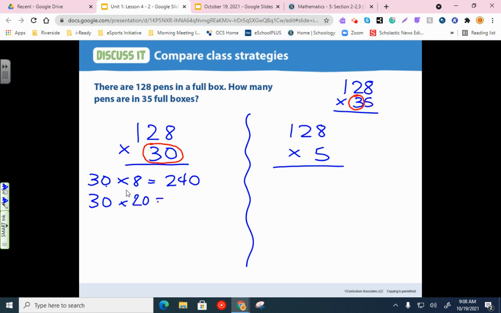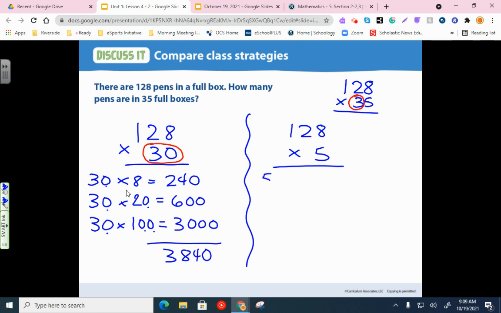So that's actually 20. So 3 times 2 is 6. I've got two zeros. That gives me 600. And then we have 30 times this 1, but the 1 is in the hundreds place. So we're actually multiplying it by 100. 3 times 1 is 3. And I've got 1, 2, 3 zeros here to give me 3,000. So if we add all those up, we have 3,840.